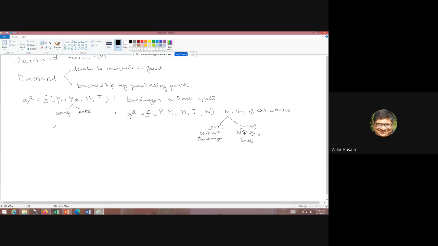demand. And how can we show this in terms of a diagram? Let us talk about the bandwagon effect. This is price and this is quantity. And this is the demand function. Sir, rightward shift of the demand curve.